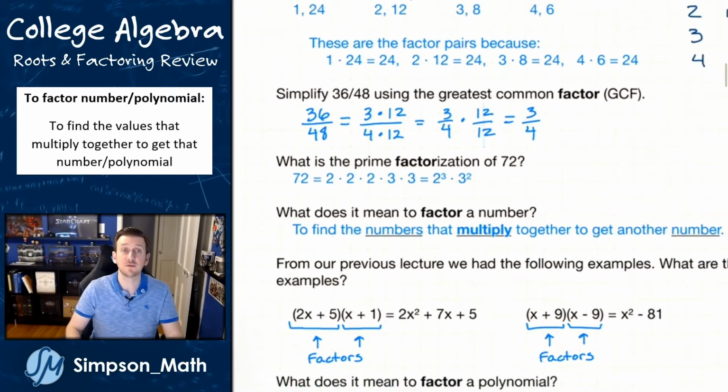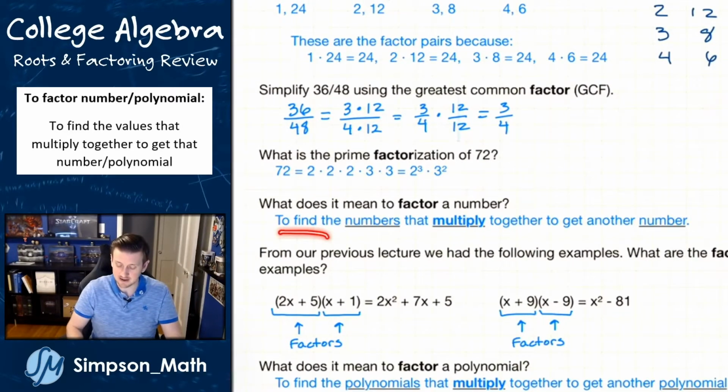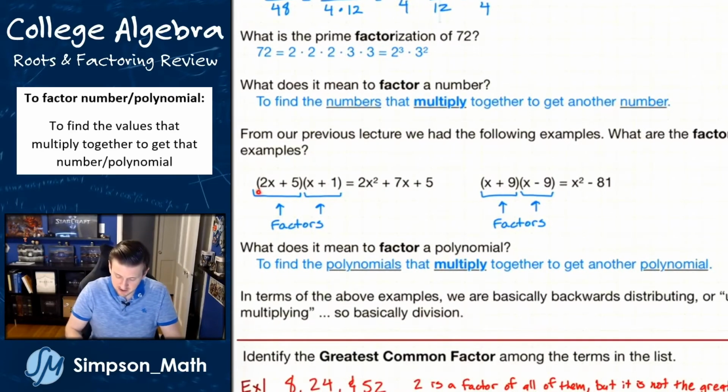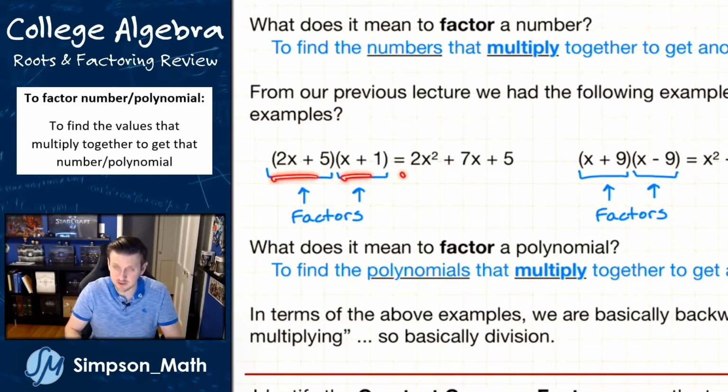So what does it mean to factor a number? Well, in my opinion, it's to find the numbers that multiply together to get another number. So factoring is all about finding the things that multiply together. From a previous example, we found 2x plus 5 and x plus 1. If we multiply those together, we end up with 2x squared plus 7x plus 5. And these two things are our factors.